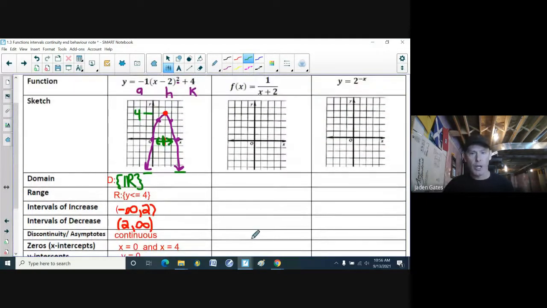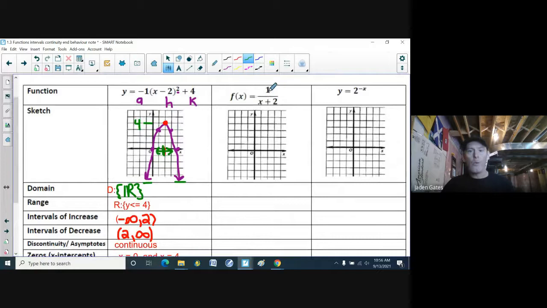Okay, we're going to try another one here. We have 1 over x plus 2. So I'm going to plot that graph. Let's see, x equals 0. I plug that in, and I get a half. So it'd be right in here somewhere. All right, let's try x equals 1. I would get 1/3. Well, that's in here somewhere.